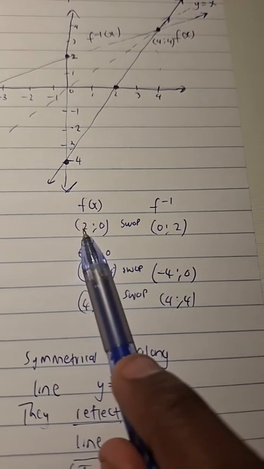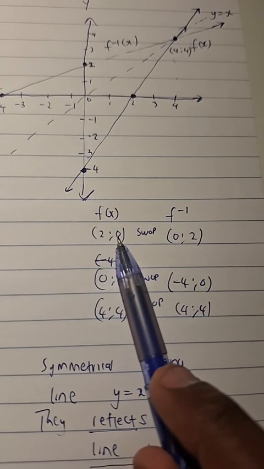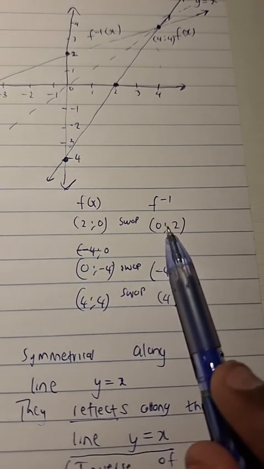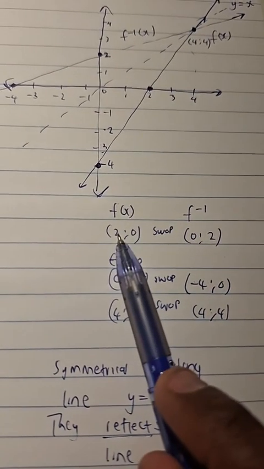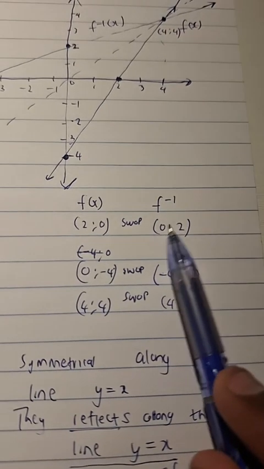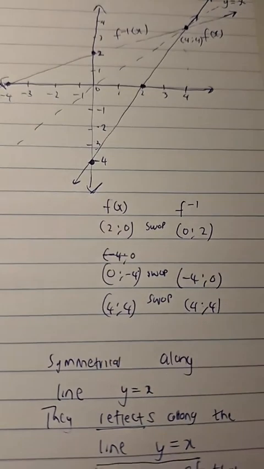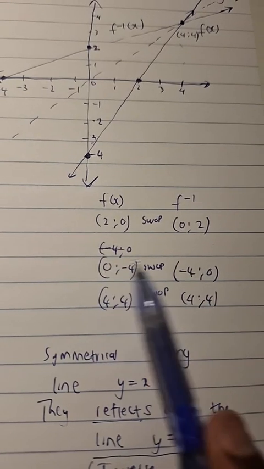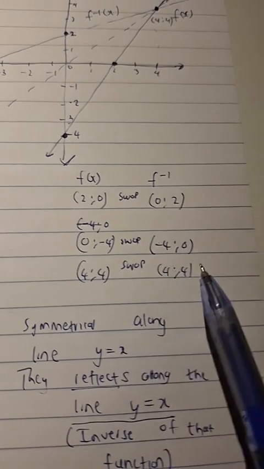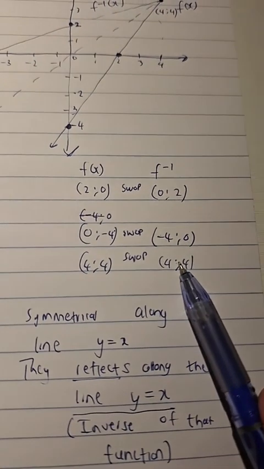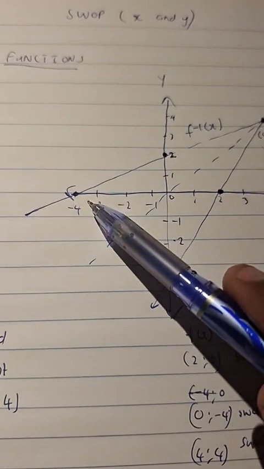So all we do is we swap around the points in order to have the specific points of the inverse function. In the original function there was 2 and 0, but then the inverse is 0 and 2. So all we did is we swapped around. Original had 0 and -4, we swap around -4 and 0. Original had 4 and 4, we swap around 4 and 4. And then all we do is we locate those points.